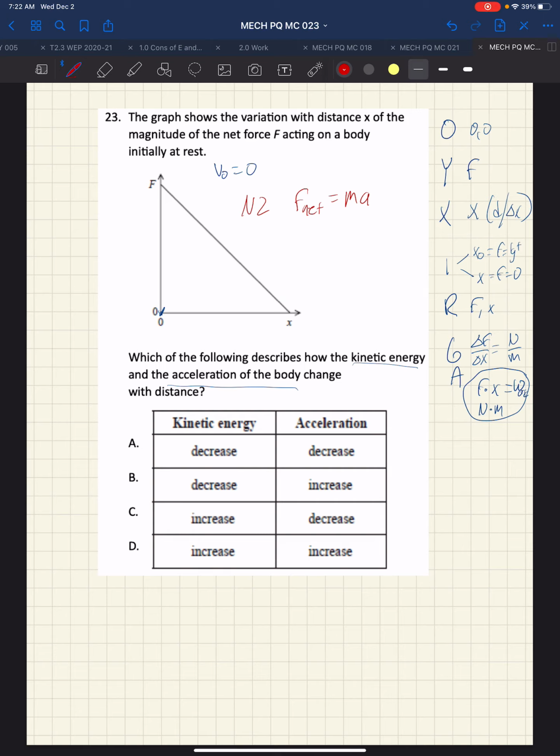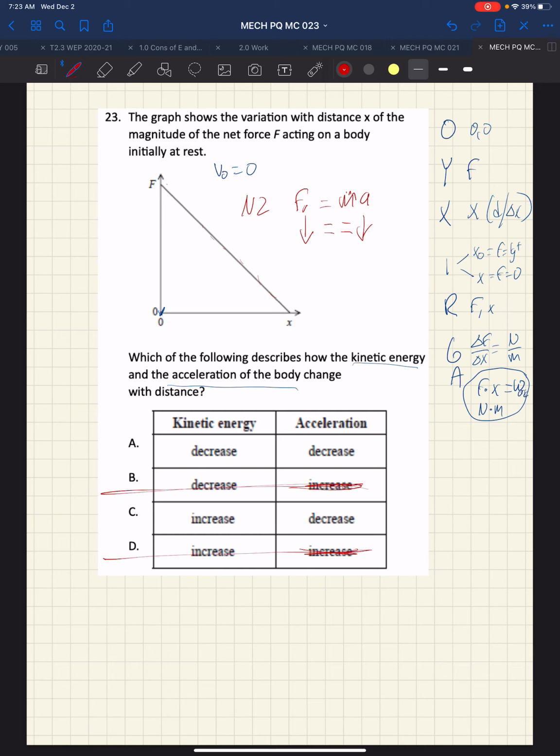And so what we see then is that the force is decreasing. The object itself has a mass, and that is going to remain the same. But the force decreases as x increases, so that means the acceleration decreases. If the force is decreasing as the distance increases, then the acceleration is decreasing. So that means we're at 50-50 right away with those two.